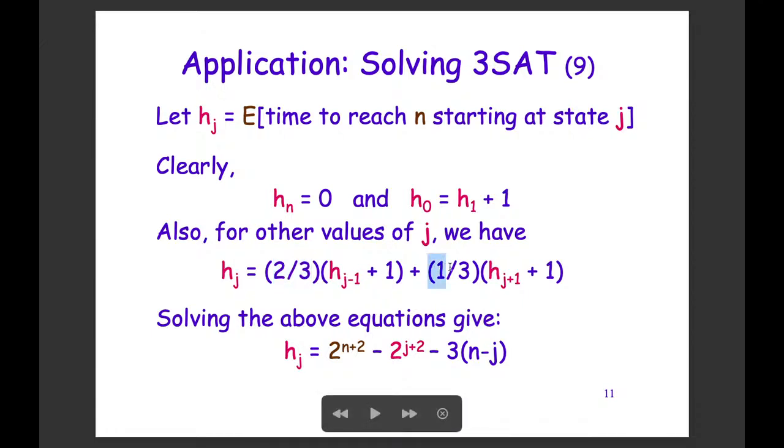And then with a 1/3 chance, we are going to move forward. So in such a case, we spend one step to move forward, and then an extra h_{j+1} steps to move to the state n. Now, this is the set of equations that we are going to solve. We can solve it exactly by finding that h_j is equal to 2^n plus 2 minus something. So it is exponential in n. It is really like 2^n.